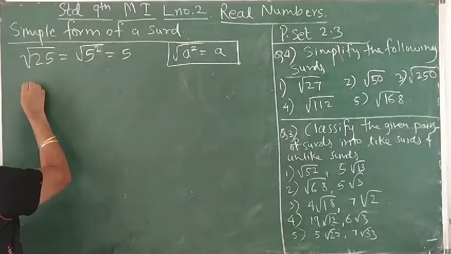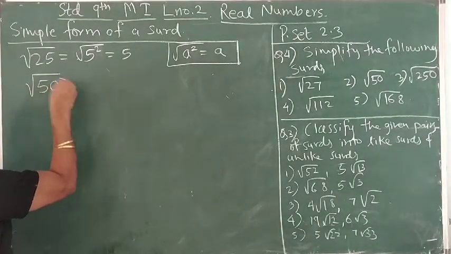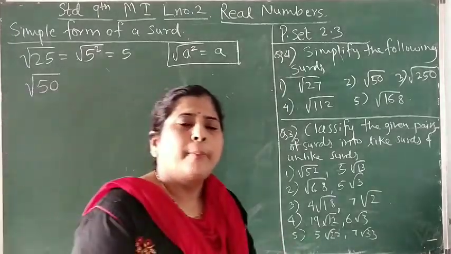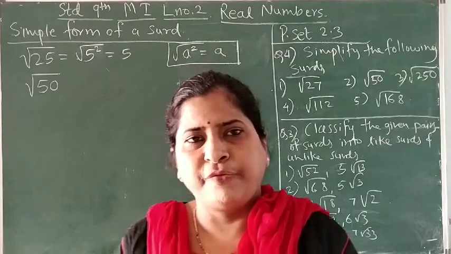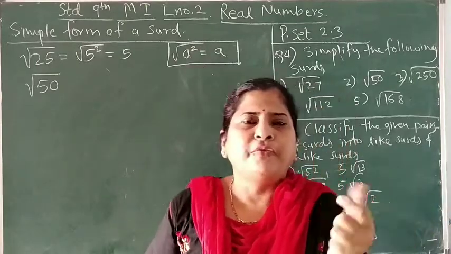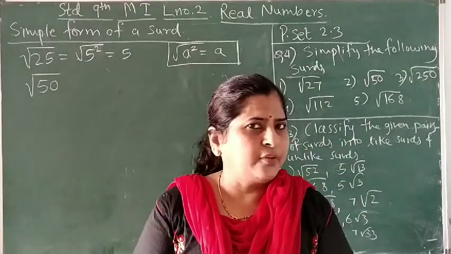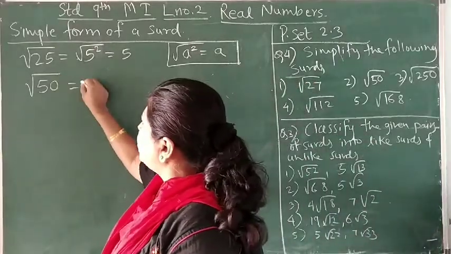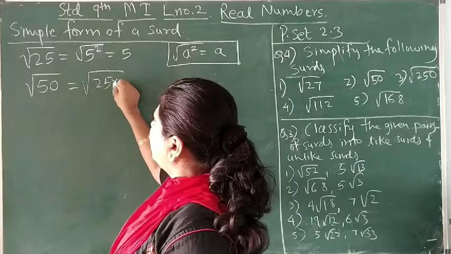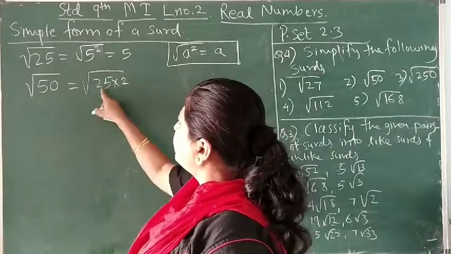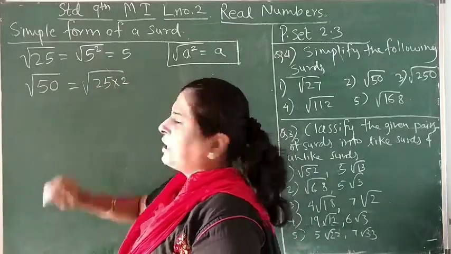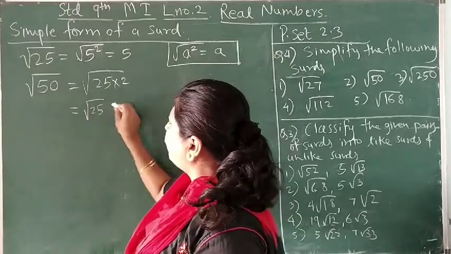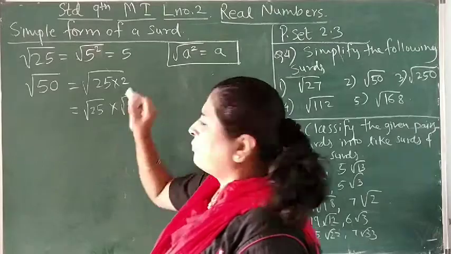But if it is the square root of 50, now we know that 50 is not a perfect square. But can we have factors of 50 such that one of the factors is a perfect square and the other is not? Then we can write it as 25 twos are 50. Now the square root of the product of 25 and 2 we can write as the product of square root of 25 into square root of 2.